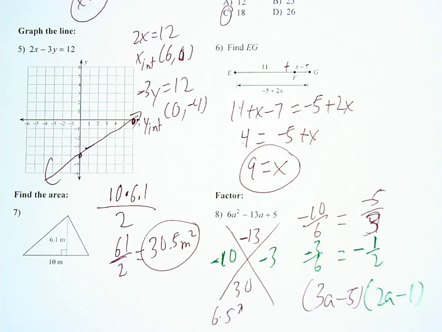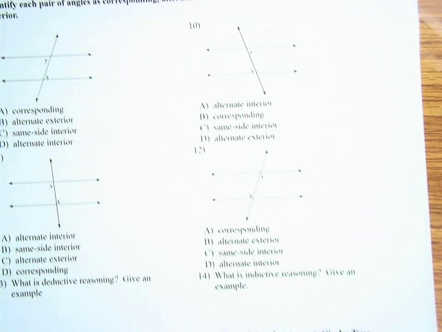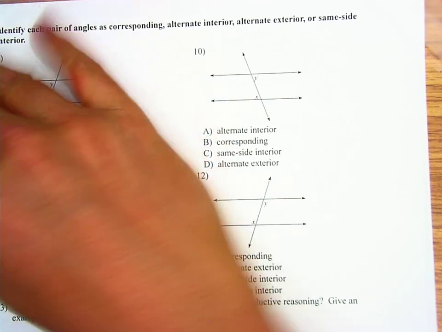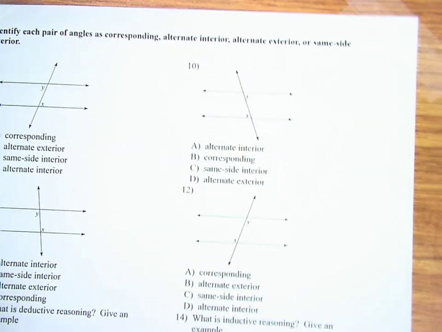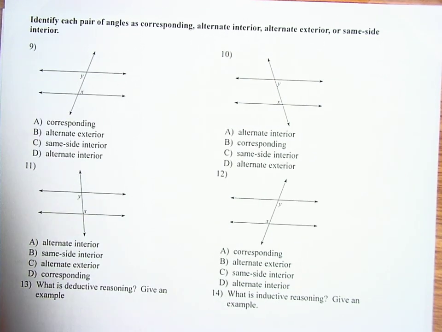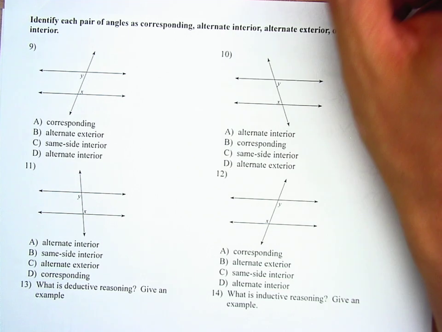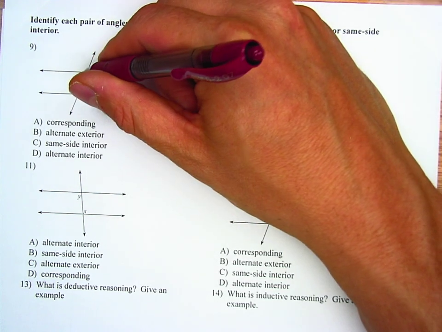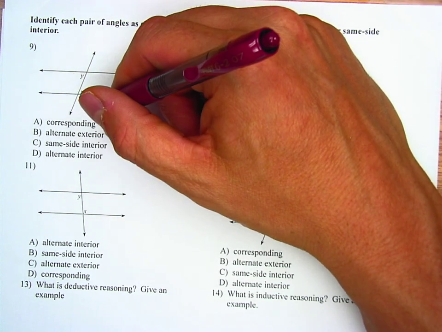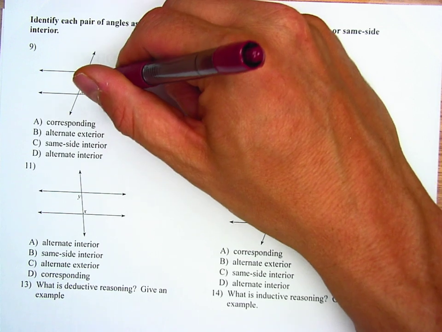Moving on to the next page. So on this next page, questions 9 through 12 here. These should be in different spots, but they're not on this particular practice test. So I should have one where it's alternate interior, one where it's alternate exterior, one where it's same side, one where it's corresponding.